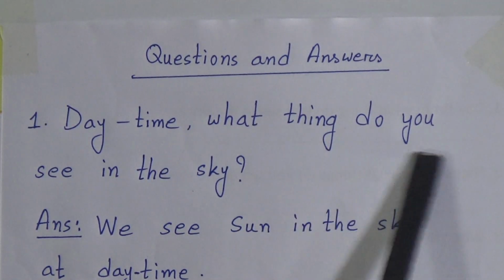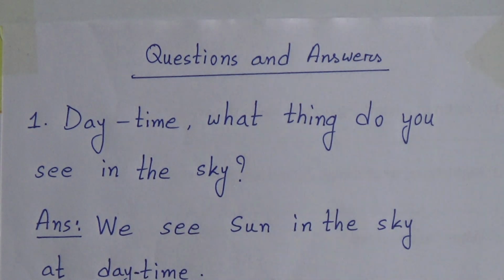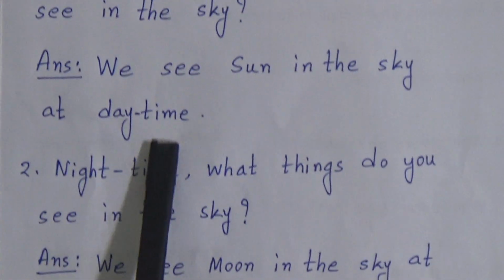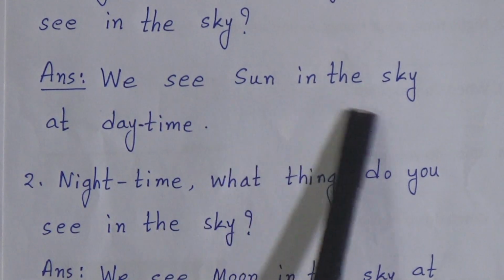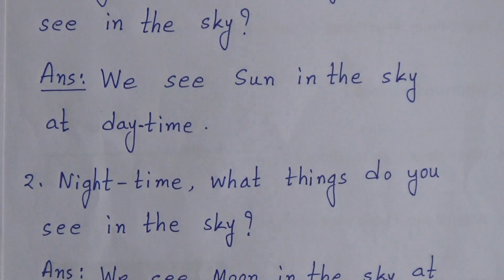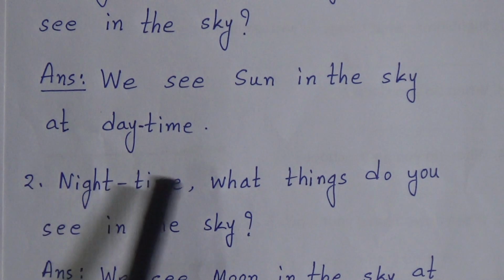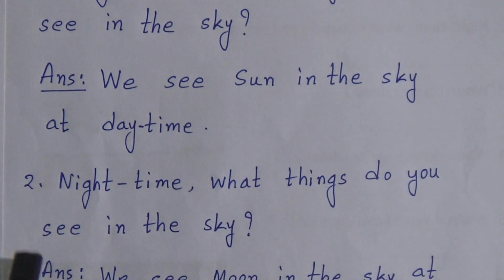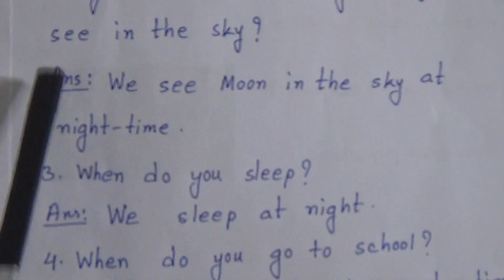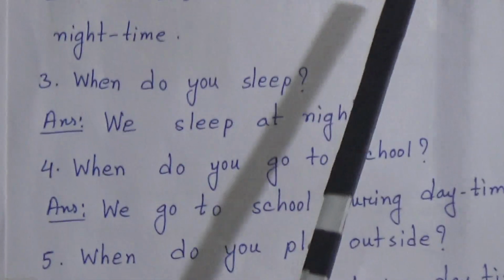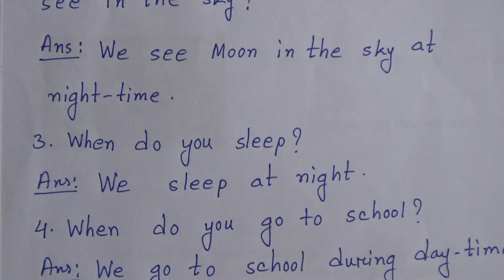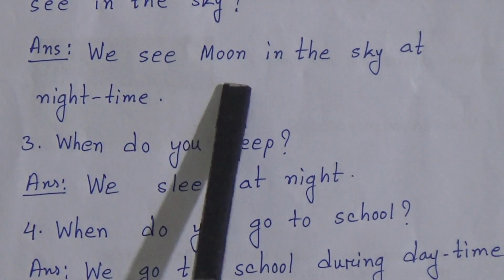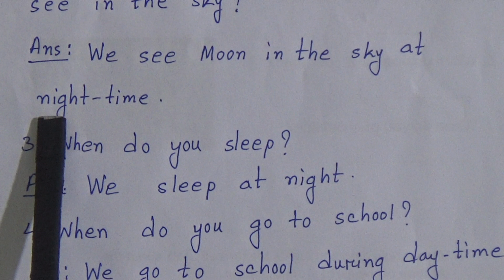Number 1 question: in daytime, what thing do you see in the sky? Answer: we see the sun in the sky at daytime. Number 2 question: at night time, what things do you see in the sky? Answer: we see the moon in the sky at night time. I am repeating, we see the moon in the sky at night time.